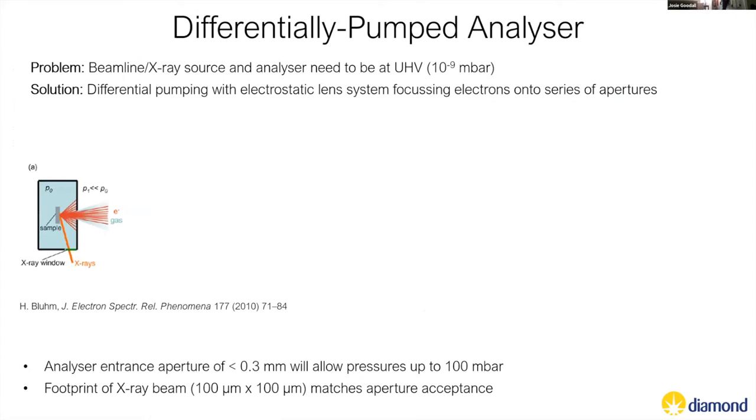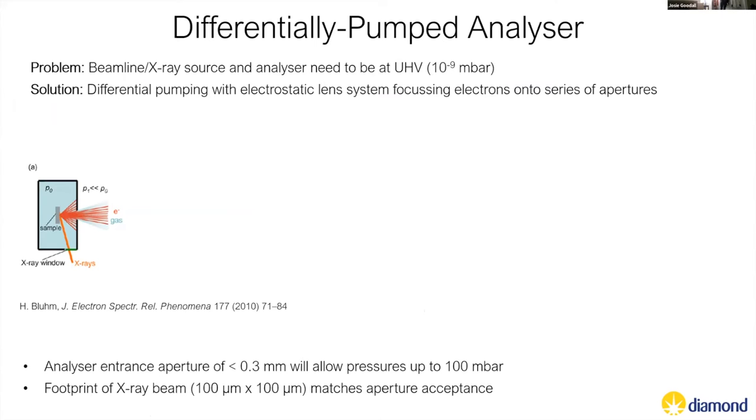Okay, how do we actually do this in technical terms? What's different from an ambient pressure XPS system to a normal system? And it all comes down to separating the high pressure around your sample from the UHV in your analyzer. So we have the differential pumping system, which pretty much does the job.